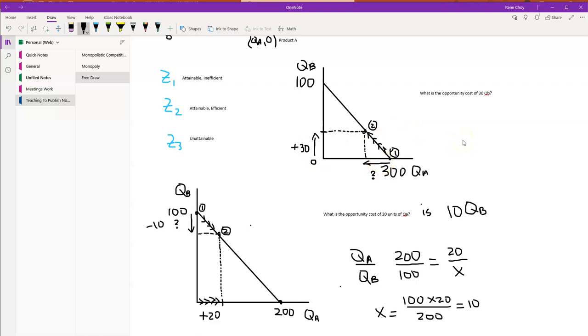So let's use the same sort of proportion strategy we had before. I'm going to do a QA, QB proportion. So I put 300 QA at the top, and then I put the 100 QB on the bottom.